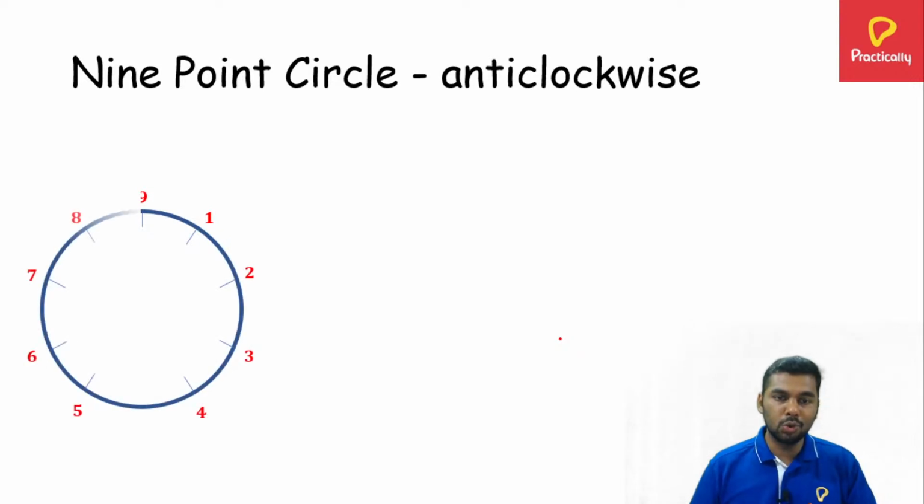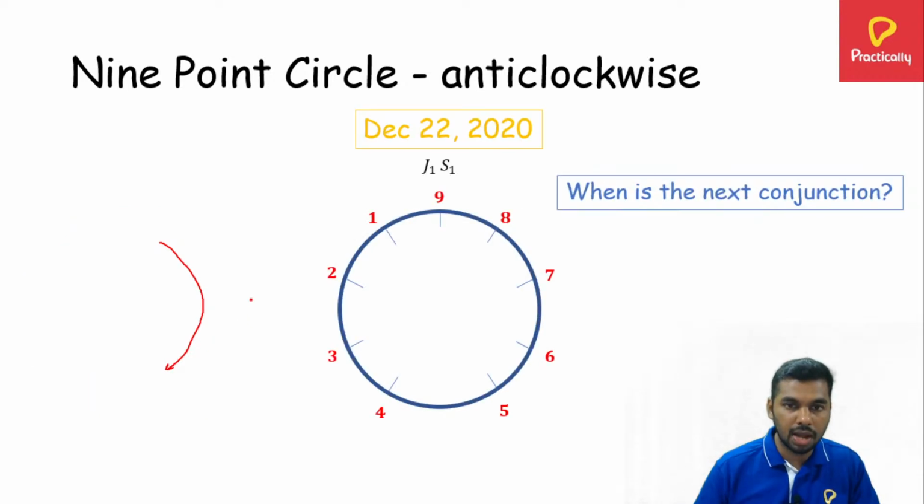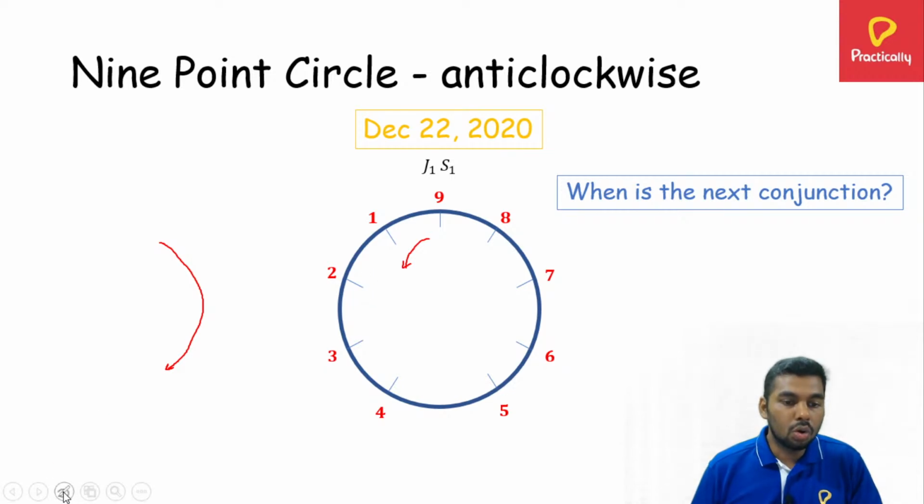Now I'm going to use the 9-point circle that we learned in the last class to learn about this, and I will just use a slightly different 9-point circle. In this 9-point circle, the numbers are going in the clockwise direction. So what I will do is redraw this 9-point circle so that the numbers go in the anti-clockwise direction. Hope you have understood the meaning of conjunction.